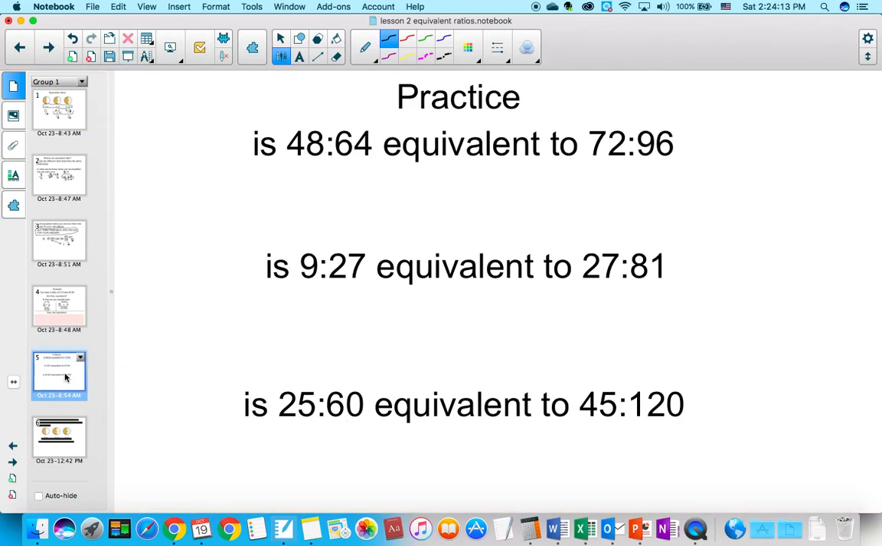So do these and check to see if these ratios are equivalent. So 48 to 64 and 72 to 96, 9 to 27, 27 to 81, and 25 to 60 and 45 to 120. So you can do those on your own, and we can move on from that one. Again, it's the exact same as something you've done before with fractions, right? 48 to 64, okay, well, simplify that as though you did a fraction. 72 to 96, simplify that as though you did a fraction. And it's the same rules. It's just instead of putting one number on top of the other, you're putting them next to each other with a colon in the middle.